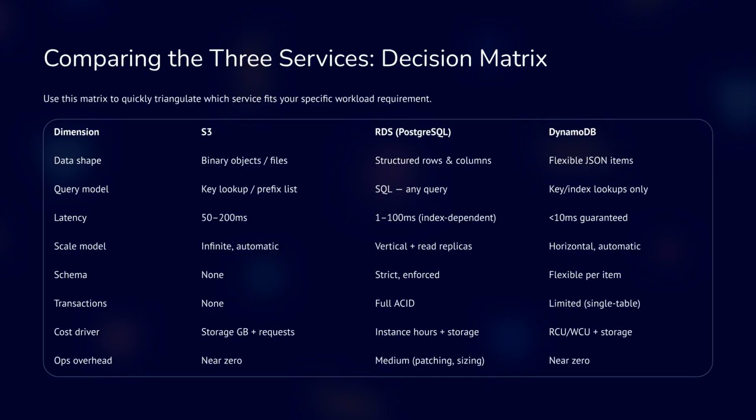This matrix helps compare S3, RDS, and DynamoDB. S3 is for files, offers infinite scale, and is cheapest for storage. RDS is for structured, relational data, offers full ACID transactions, and scales vertically. DynamoDB is for flexible JSON data, offers guaranteed sub-10 ms latency, and scales horizontally.